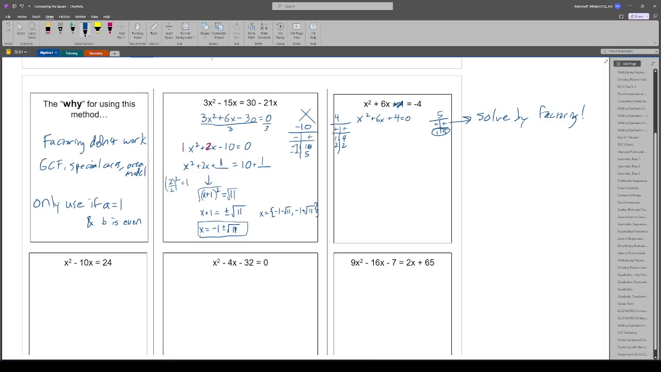Since it's not factorable, I'm going to use completing the square, because a is equal to 1 and b is an even number.